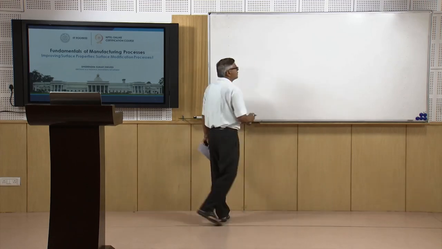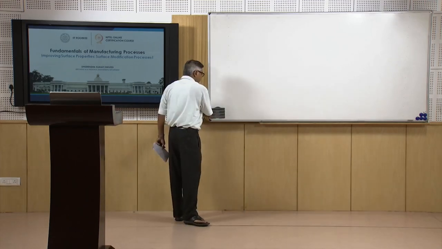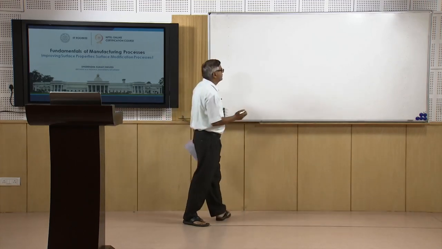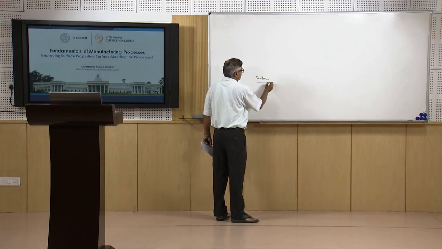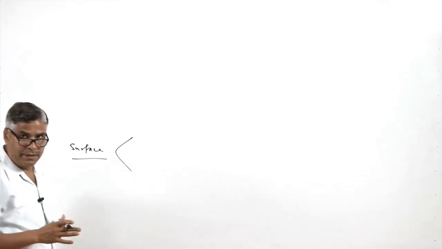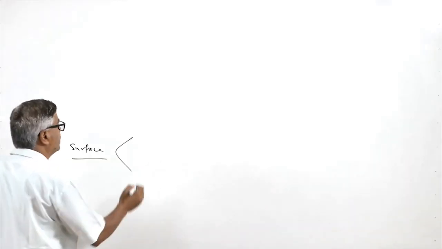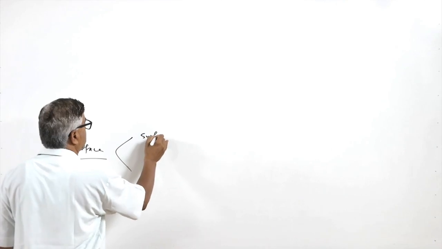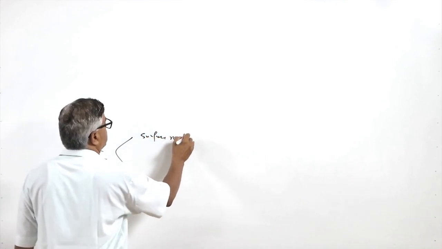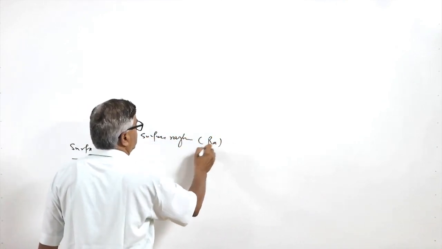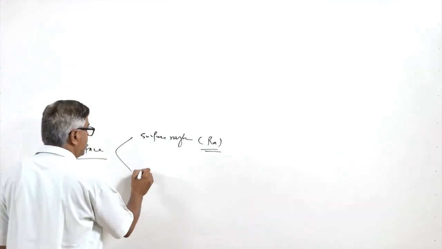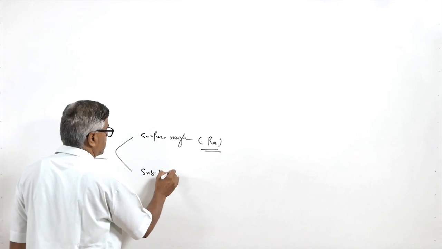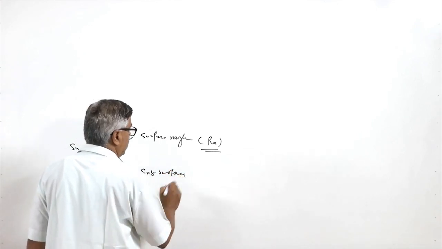Since surface modification or surface engineering primarily involves modifying the surface characteristics, we need to see which surface characteristics are important. There are two aspects related to surface features and properties. One is the surface roughness, which is primarily seen in terms of Ra, the central line average value, and another is the subsurface characteristics, the subsurface features.